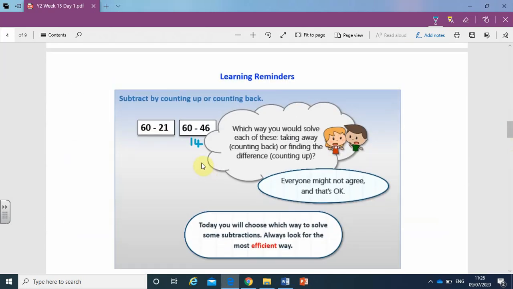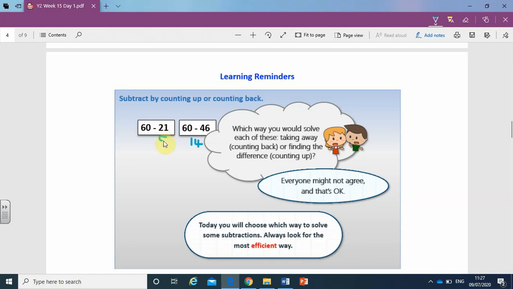So whereas that one I felt it was easier to count up, that one I'd start at 60 and count back. You might not agree. You might think, well, Mr. Barton, I know from 21 I can count up to get to my nearest 10. So, okay, 21, 22, 23, 24, 25, 26, 27, 28, 29, 30.